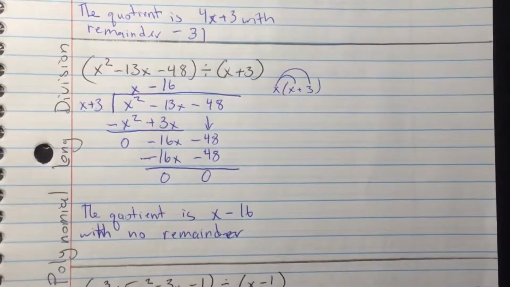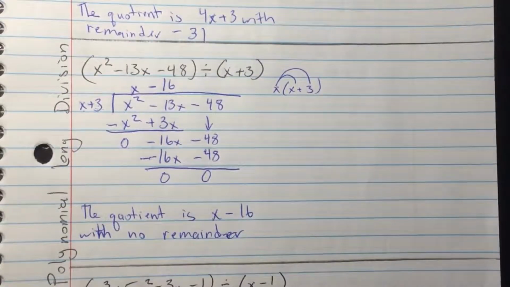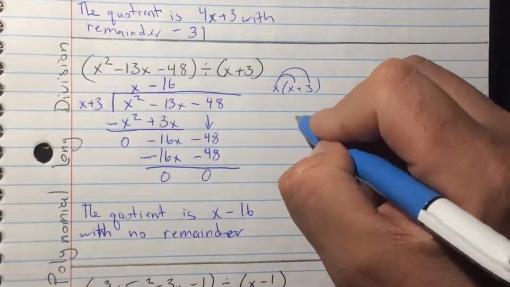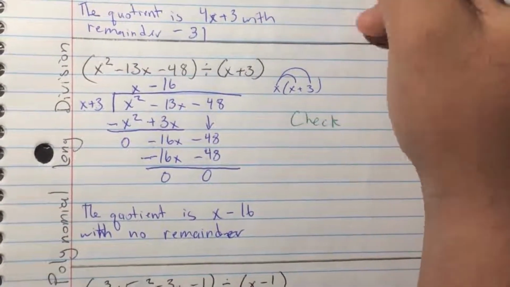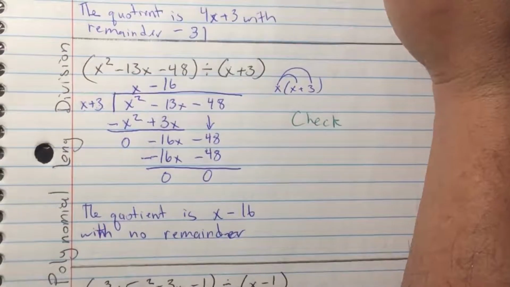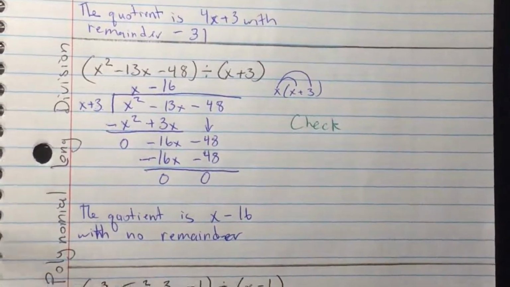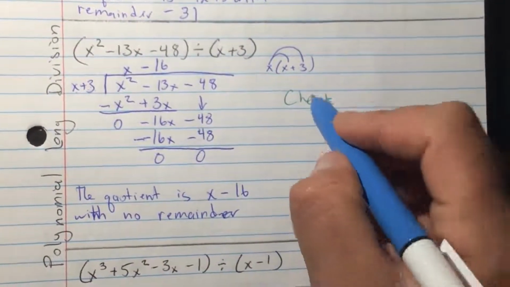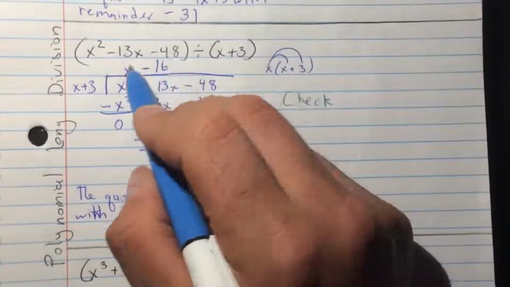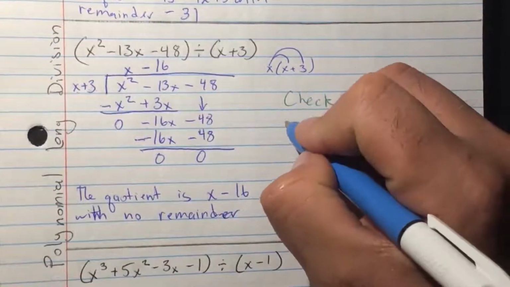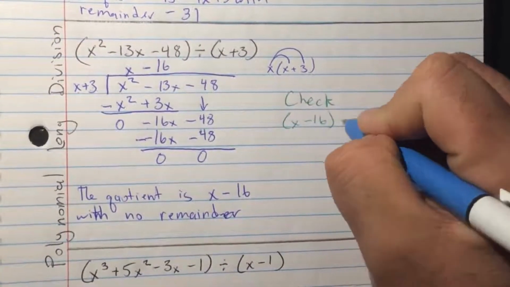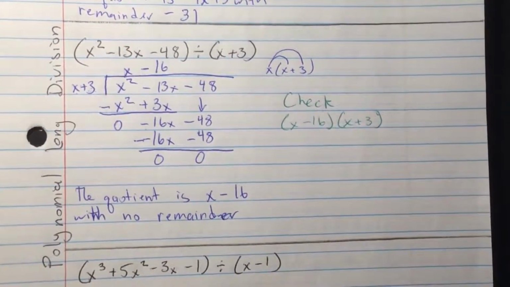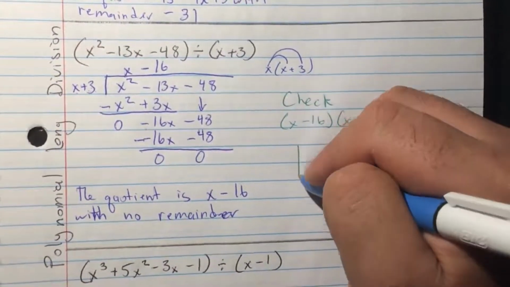Now we're going to go ahead and check. So we have our factor here, this is our check. I just realized I never labeled it up there as check, but I'll go ahead and do that now. Check. So you see that now, I go ahead and put check, check, check. Alright, so we're going to get what we divided, our quotient, which was x minus 16. Then we're going to use our x plus 3. And I'm going to use the box method for this one.